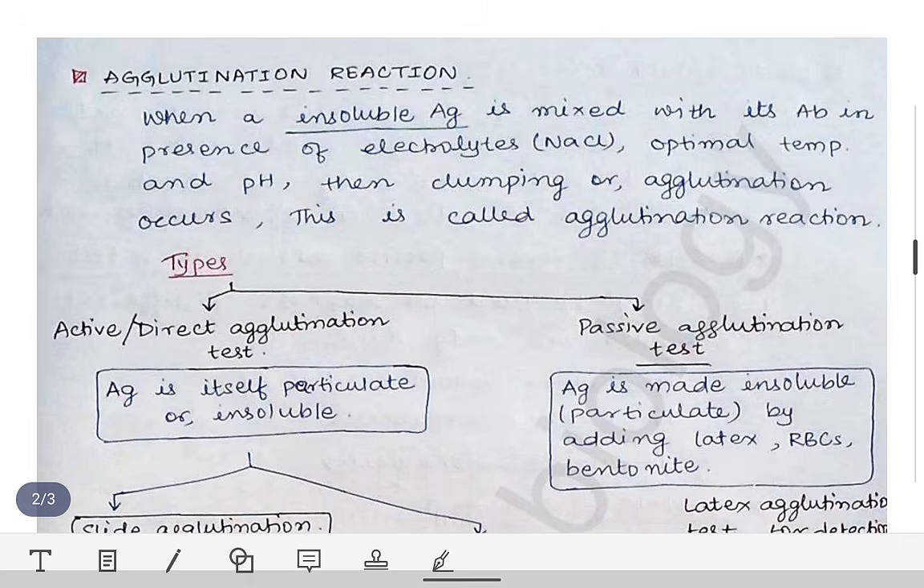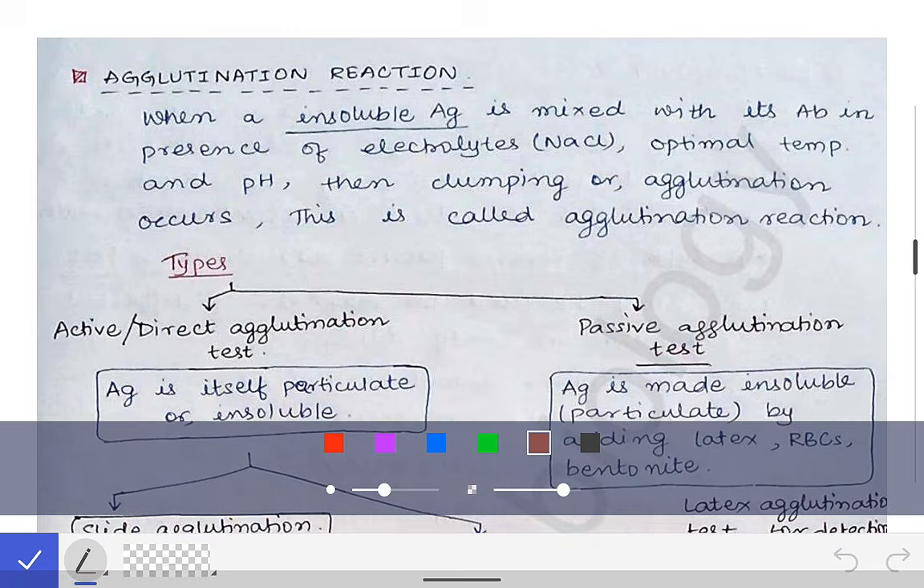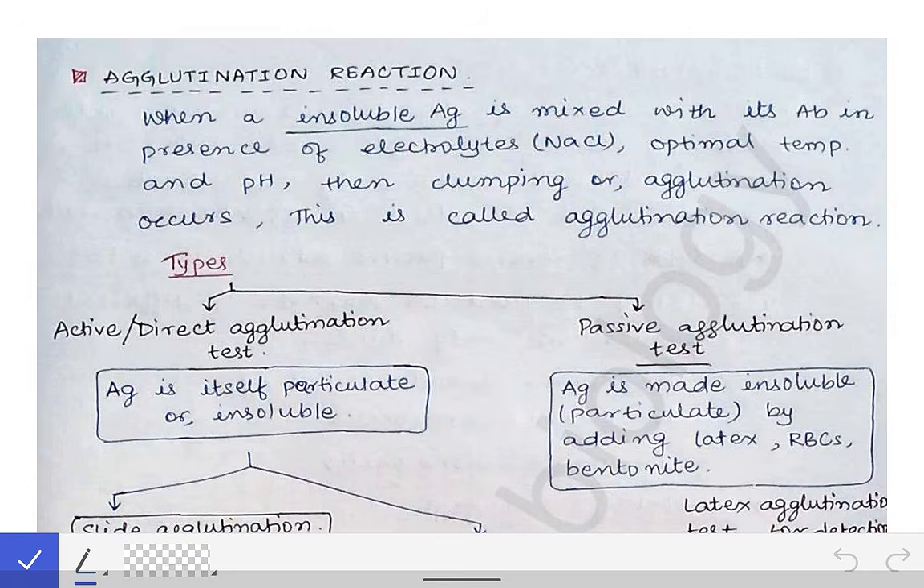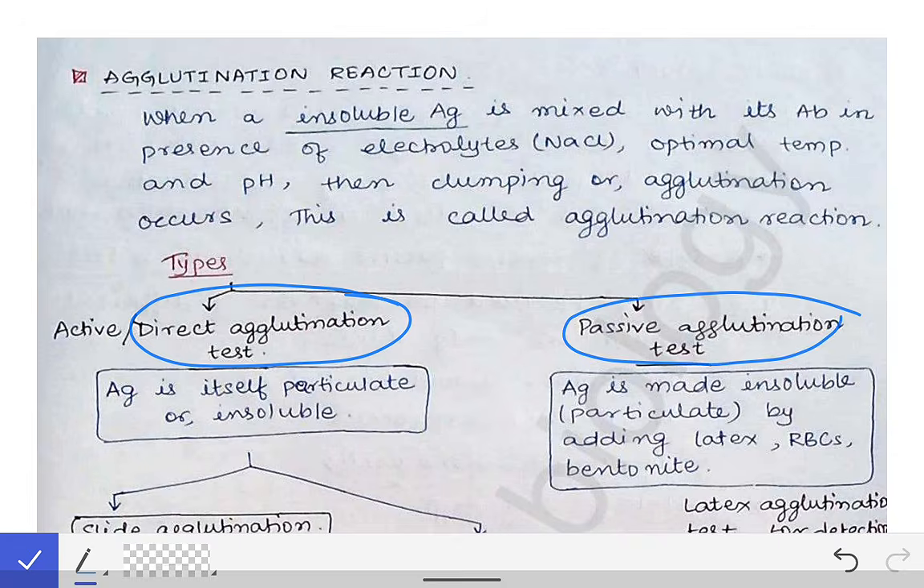Now coming to the agglutination reaction. So I have described already that agglutination is shown by the insoluble antigens. So whenever an insoluble antigen is mixed with its antibody in the presence of electrolytes, optimal temperature and pH, then clumping or agglutination is seen, and that is called the agglutination reaction. Now these agglutination reactions are classified into two types, that is the direct agglutination or active agglutination test, and then the passive agglutination or indirect agglutination test.